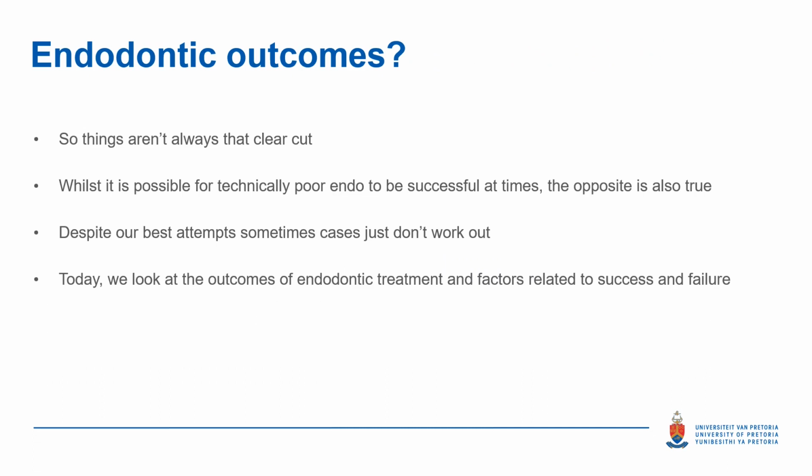And that brings us to our endodontic outcome. So things aren't always as clear-cut as we'd like them to be, and whilst it's possible for us to have technically poor endo which is successful at times, the opposite can also be true. Sometimes we have technically excellent endo, and that doesn't work either. And despite our best attempts, some cases just won't work. And today, I'd like us to have a look at the outcomes of endodontic treatment and the factors related to either success and failure, and we'll discuss them all in more detail.